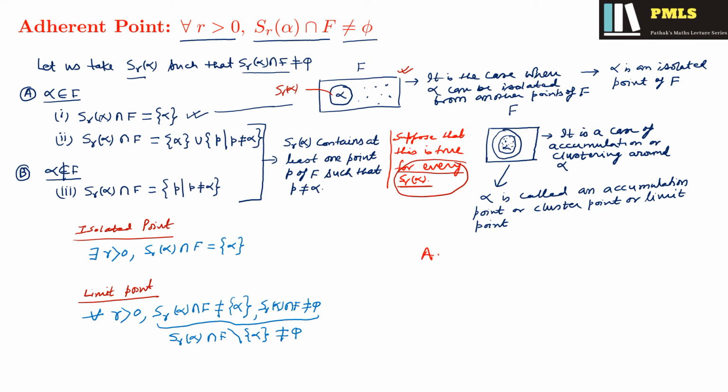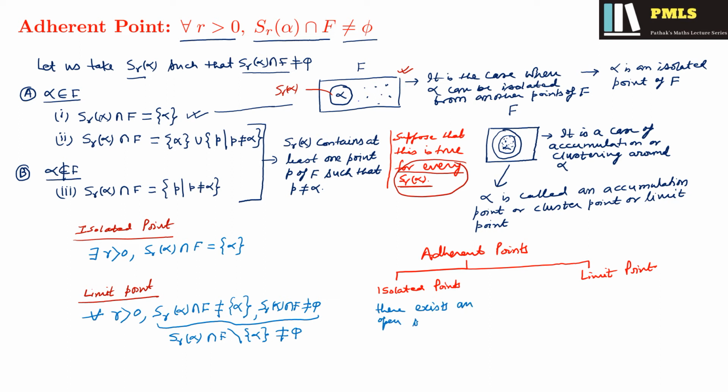What we see is that adherent points are classified into two types. One, isolated points, and the other is limit points. For an isolated point, there exists an open sphere S_r(alpha) such that S_r(alpha) intersection F is the singleton containing alpha.